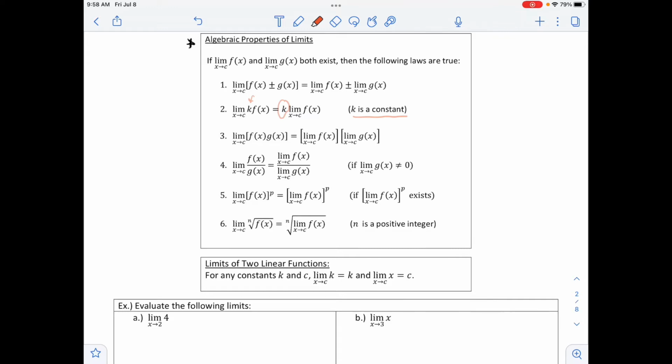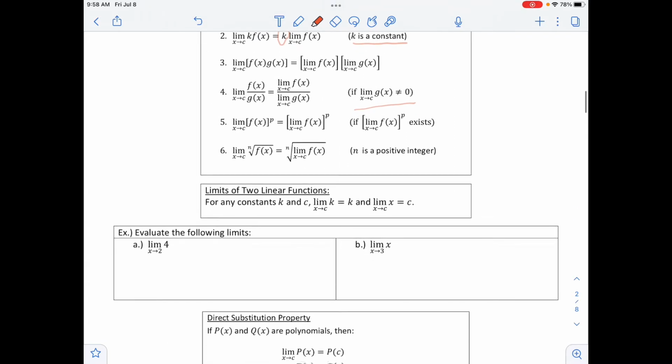And this is also provided if the denominator is not equal to 0. Property 5 works for powers or roots even, since you can express them both ways, and it's stated in both 5 and 6. The limit as x approaches c of f of x to a power, you can take the limit and then take the power of the whole entire answer that you would have. And likewise the same with the roots for number 6.